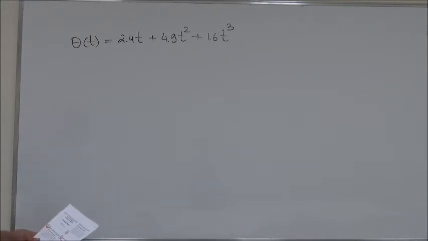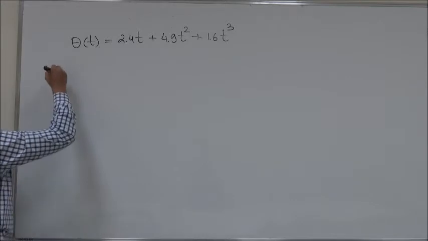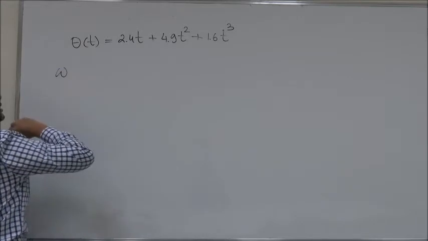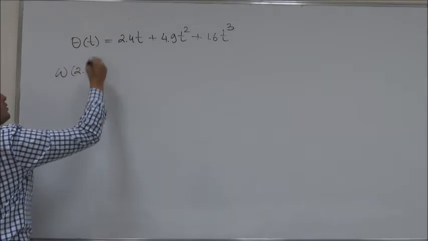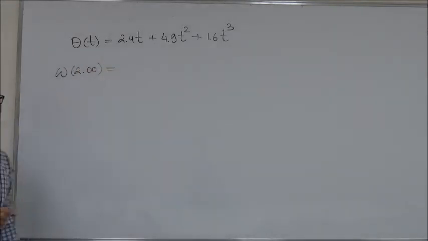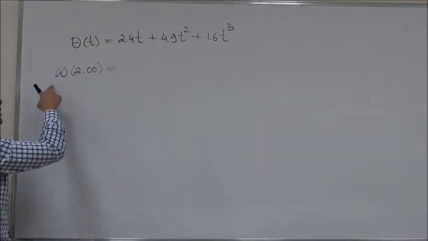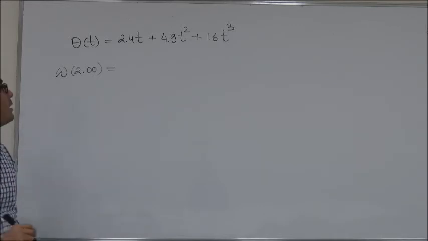In part A of the experiment, we need to find the angular speed of the point at time t equals 2 seconds. So angular speed omega at time t equals 2 seconds. So in order to find that, we first need to find the angular speed as a function of time.